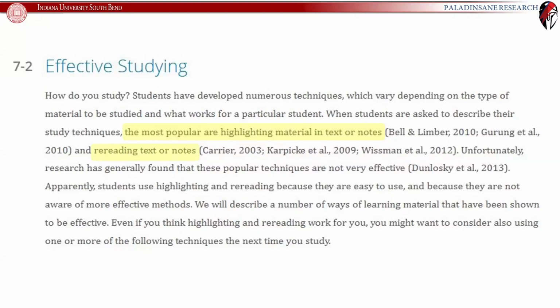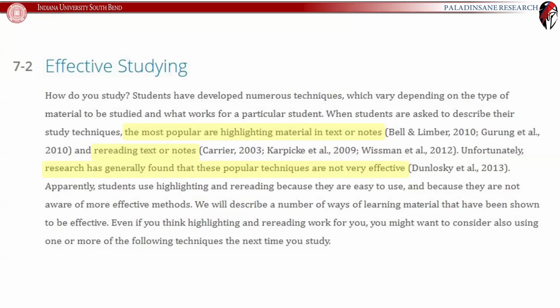So you have assigned readings, you read them once, and then before the exam or midterm, you go back and read them again. You make notes, you read them again before your test, and you highlight material in the text as you're going through, thinking to yourself, well, this is important. This is important, much like what I did on this screen. However, even though those are the two most popular methods that students use to study, research has generally found that these techniques are not very effective.